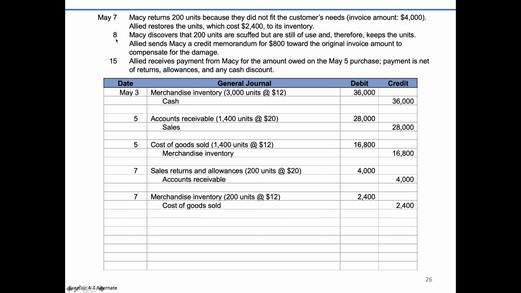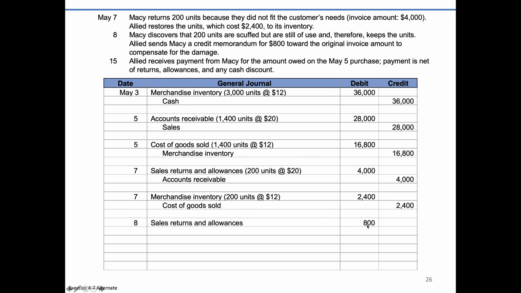Let's take a look at the May the 8th transaction. It says Macy discovers that 200 units are scuffed, but are still of use, and therefore keeps the units. Allied sends Macy a credit for $800 towards the original invoice amount to compensate for the damaged goods. So what we look at here, well, this is an allowance. This is the perfect example of an allowance, and the price has been reduced, and so we're lowering our sales price again by $800. Remember, sales were credited initially. Now we're reducing that overall sales with the $800 allowance.